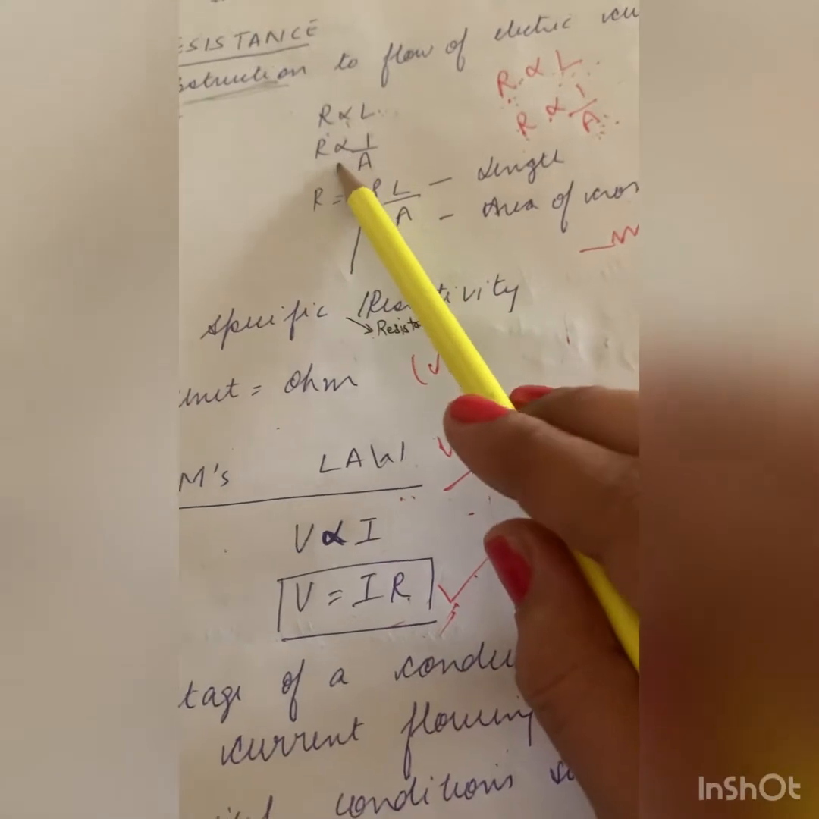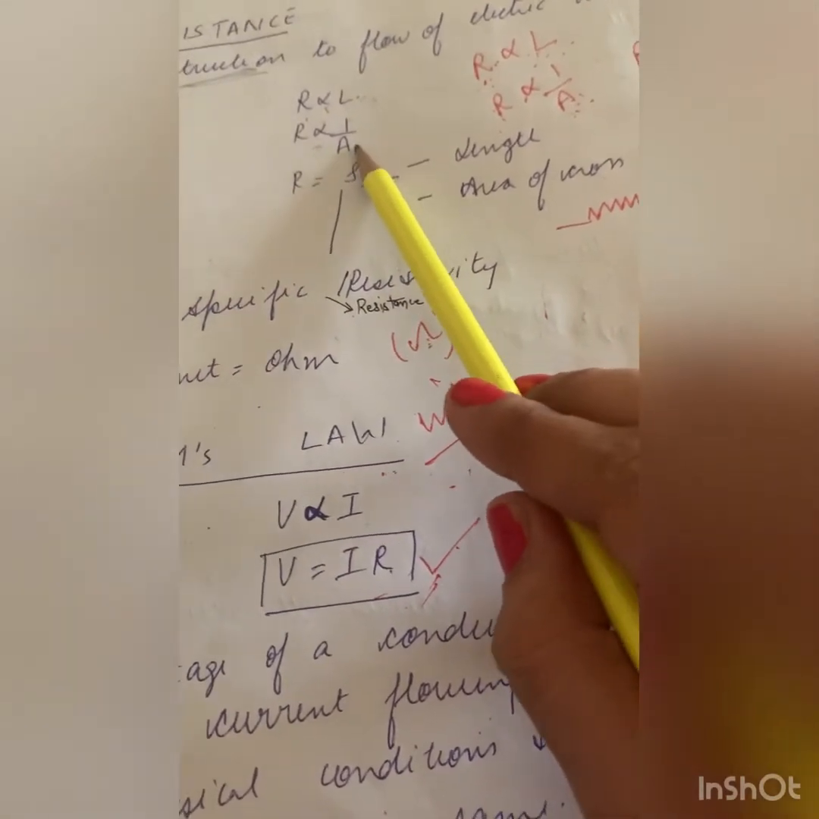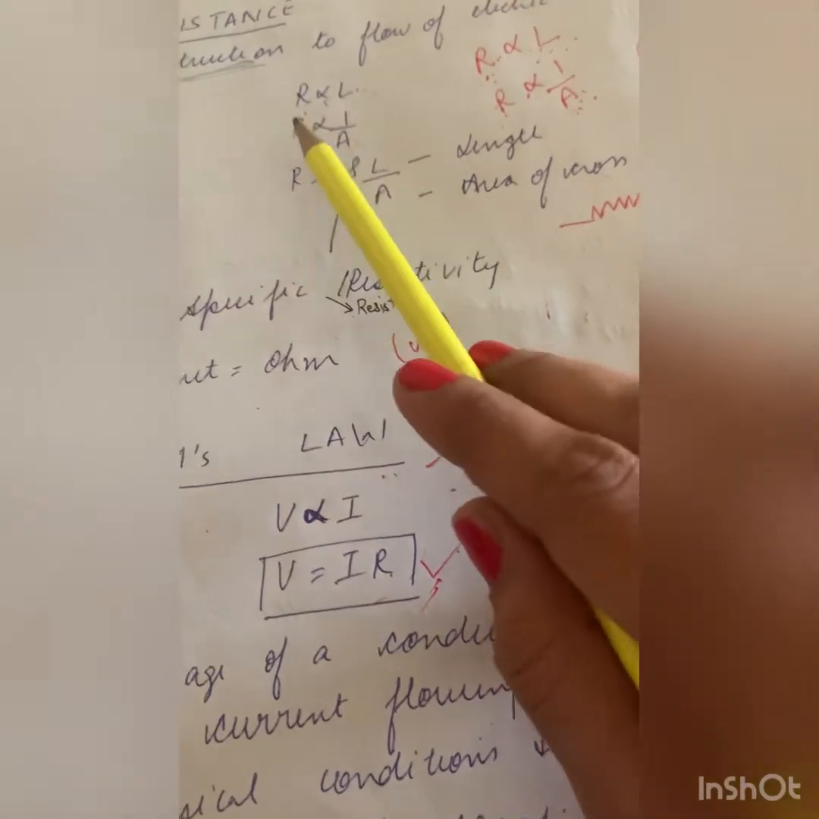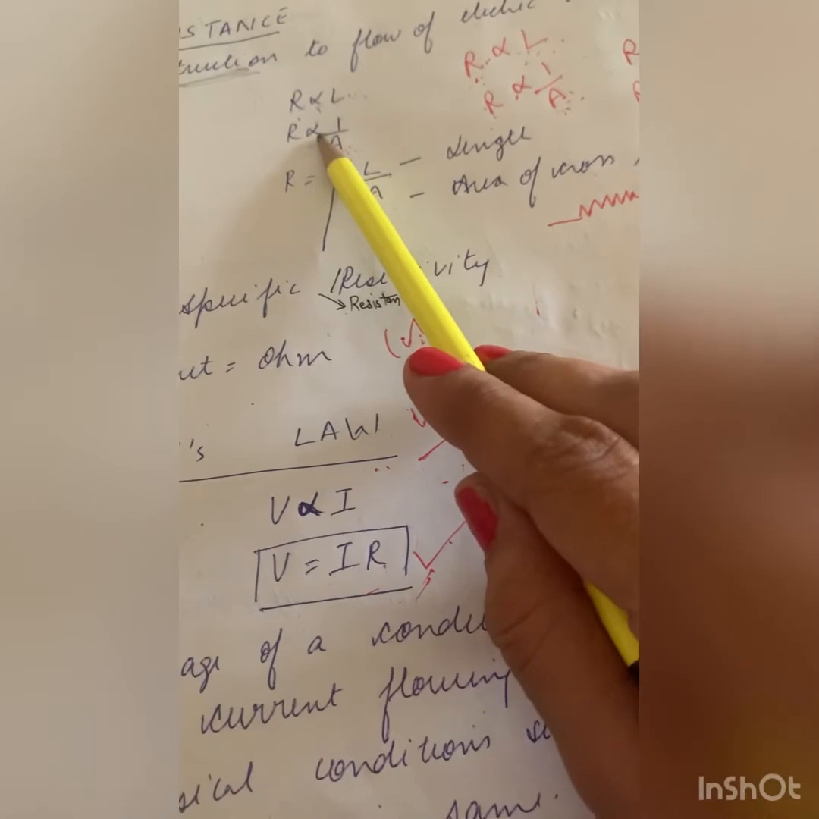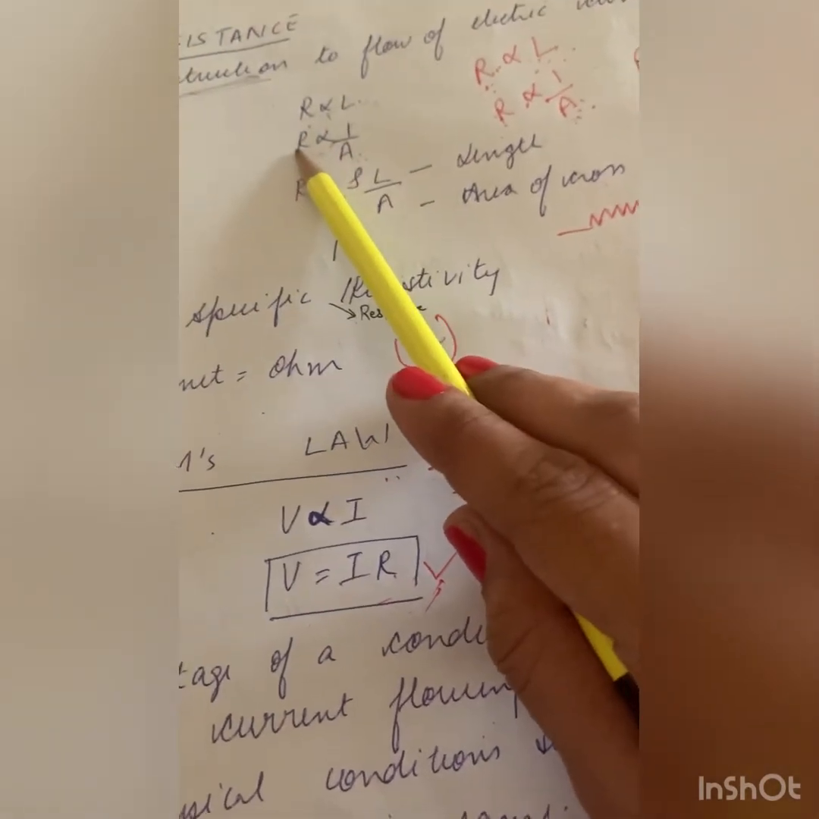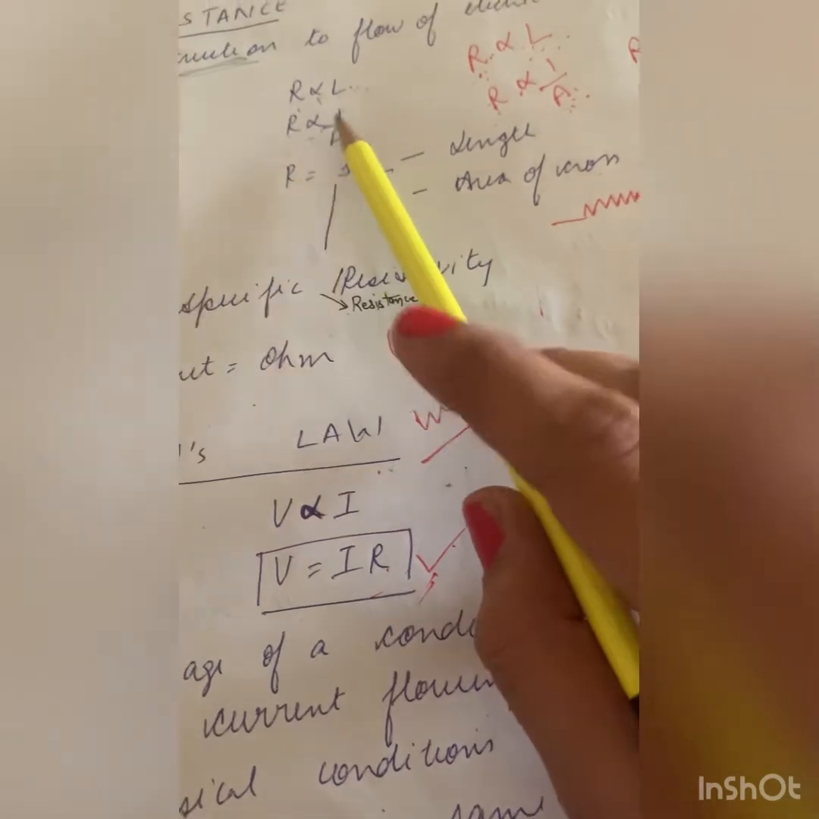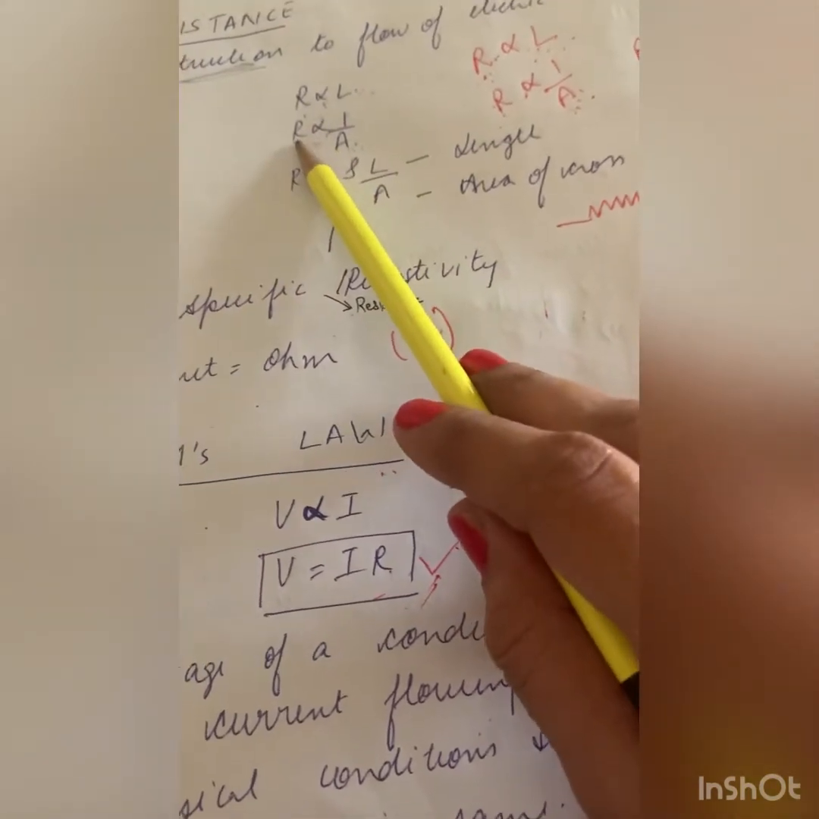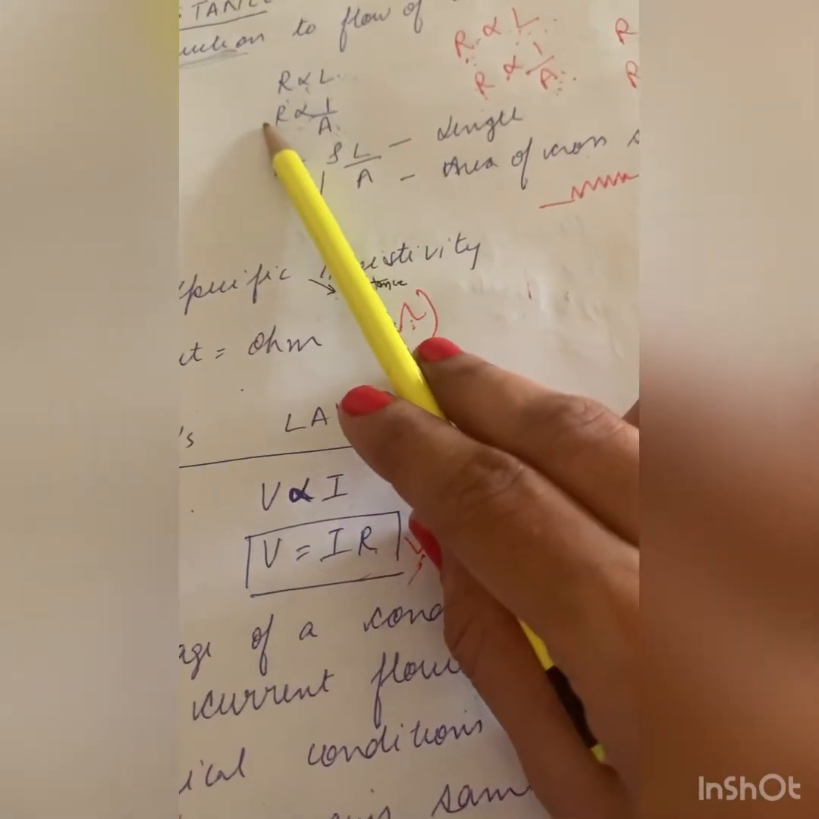Other, resistance is inversely proportional to A. A is area of cross section. Resistance is inversely proportional to A. Inversely proportional means with increase in area of cross section, resistance decreases. This is vice versa. If R will increase, A will decrease. If A will increase, R will decrease.